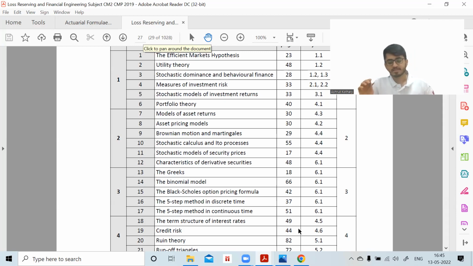Chapters 4, 5, 6, 7, 8 each will be taking 1 class. Brownian motion, chapter 9, again 1 class. Chapter 10, 1 class. Chapter 11 is theoretical, should get wrapped up in a 1 hour session itself.